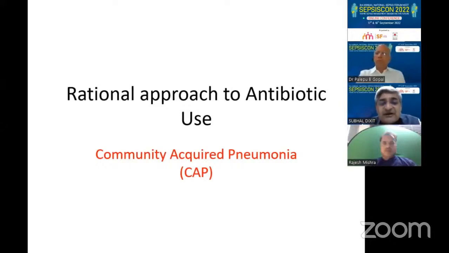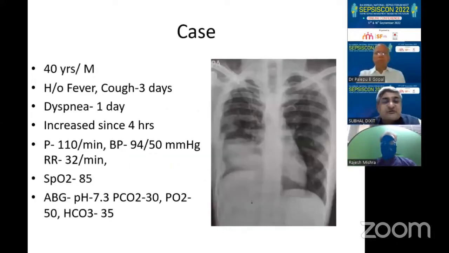So I would like to go with a case-wise approach, taking a small case of a 40-year-old with cough, fever, and dyspnea for 1 day, which increased since about 4 hours. The patient was tachycardic with a pulse of 100, a BP of 94/50, and a respiratory rate of 32. The saturation was 85 and the ABG showed a pH of 7.3, PCO2 of 30, PO2 of 50 and a bicarb of 35. So definitely he was quite hypoxic, and this is the X-ray chest which shows a consolidation on the right side.